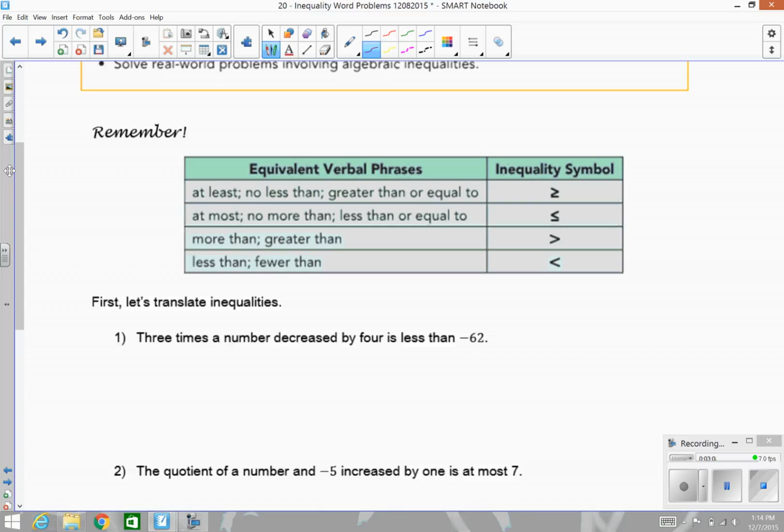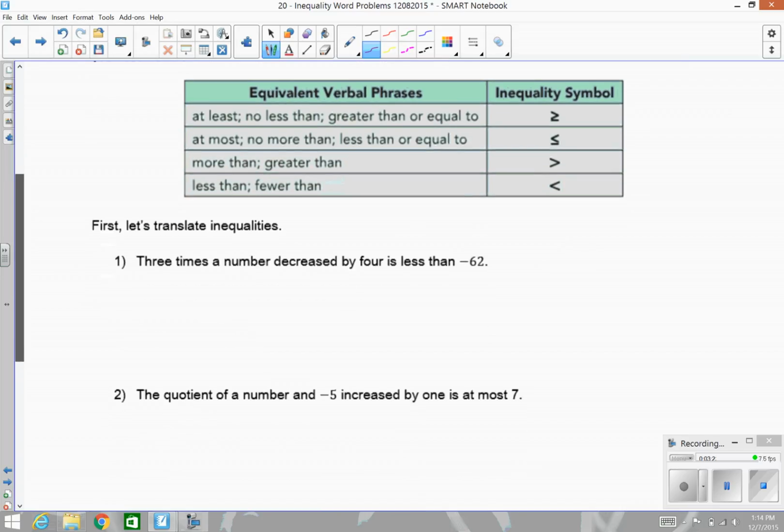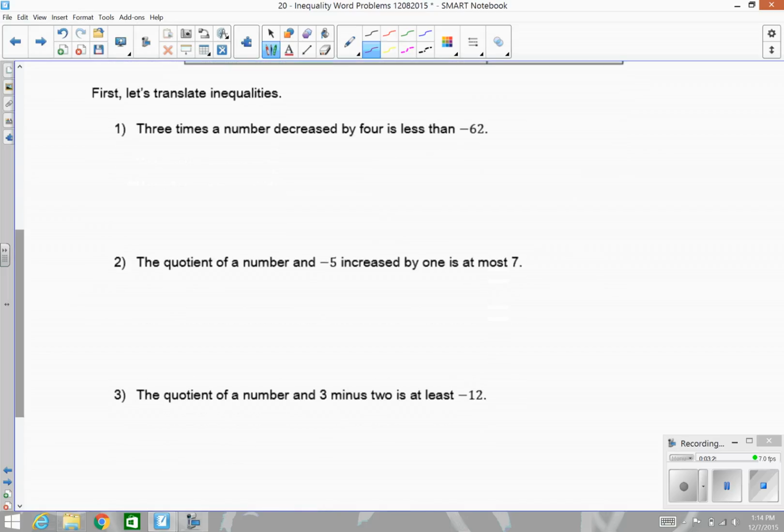If you read at least, no less than, greater than or equal to, that's a greater than or equal to symbol. At most, no more than, less than or equal to would be less than or equal to. More than or greater than is obviously greater than, and then we have less than or fewer than is less than. Okay, so all we're going to do is practice translating first. So we don't have to solve, just turning words into math.